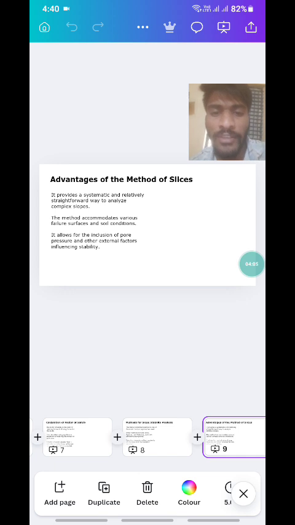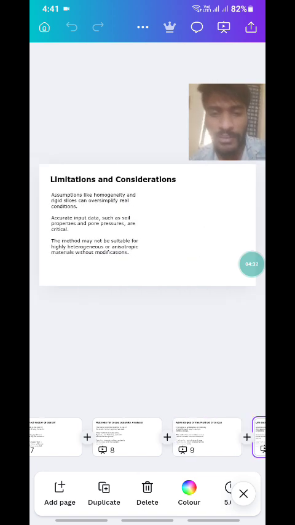Advantages of the method of slices. It provides a systematic and relatively straightforward way to analyze complex slopes. The method accommodates various failure surfaces and soil conditions. It allows for the inclusion of pore pressure and other external factors influencing stability.